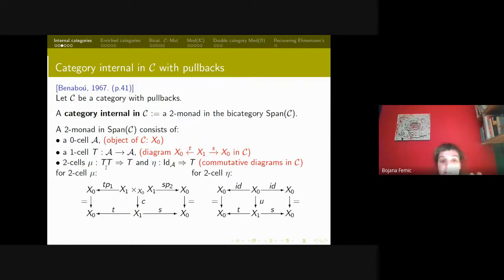So now since T is this span diagram, then TT is the composition of these two spans. So this is the domain. So I put it here on the top. So you see here that we have the pullback, right? The composition of two spans is given by pullbacks. This we saw in the construction of the bicategory of spans. And the codomain is T, so this span here. And so I put it here below.